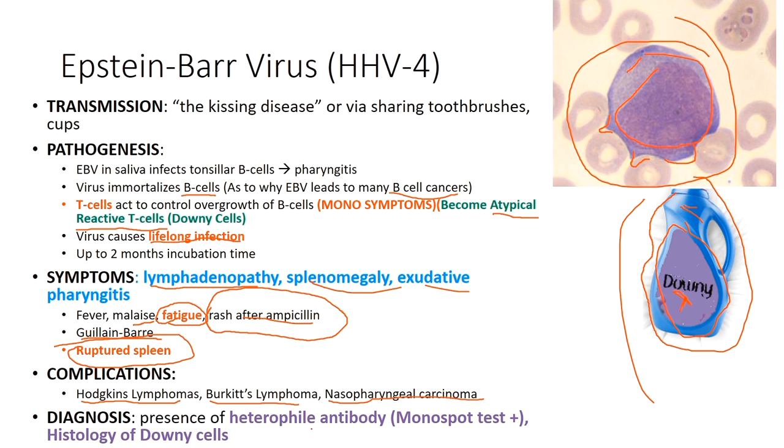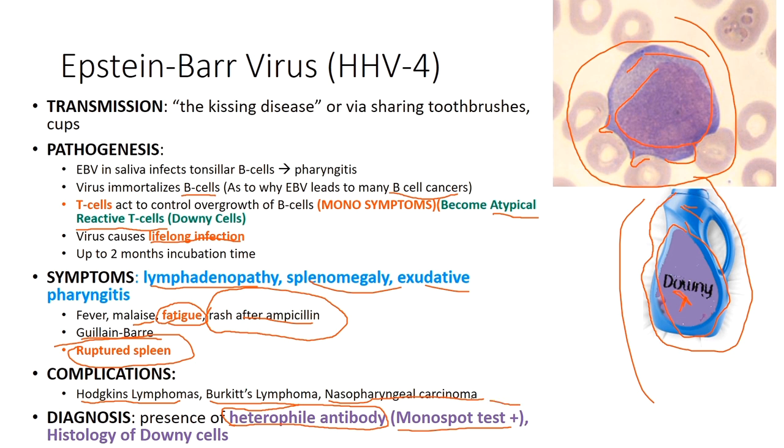And then what we do is the monospot test, which checks for heterophile antibodies, which are antibodies that can agglutinate horse or sheep RBCs. We take horse or sheep blood and throw in this person's plasma. If they have these antibodies present, that's going to agglutinate. We're going to say this is a monospot positive test. And then we can also see histology of Downey cells.